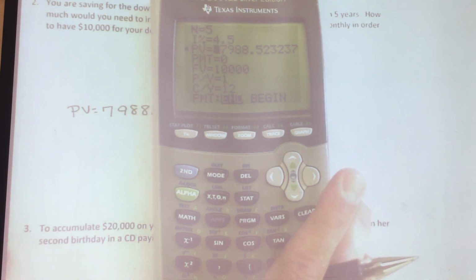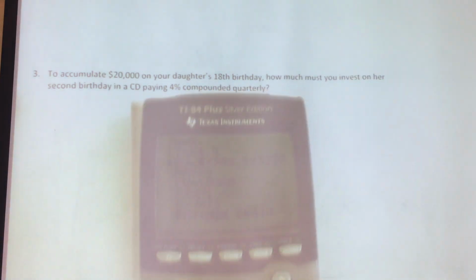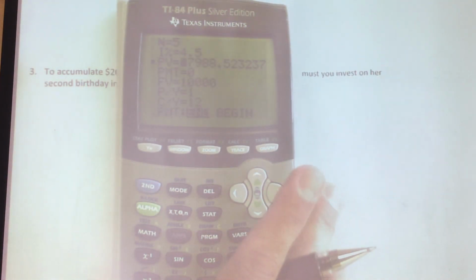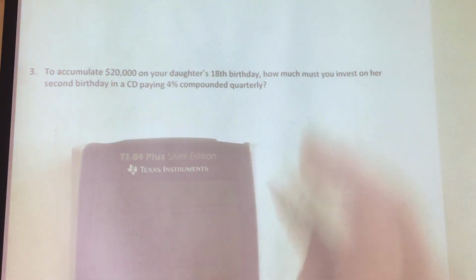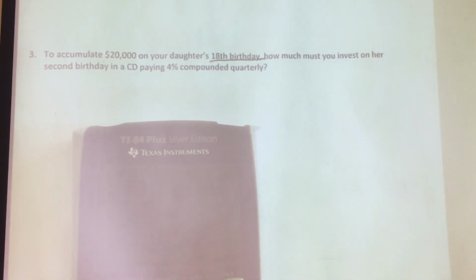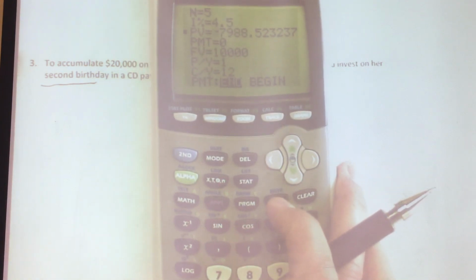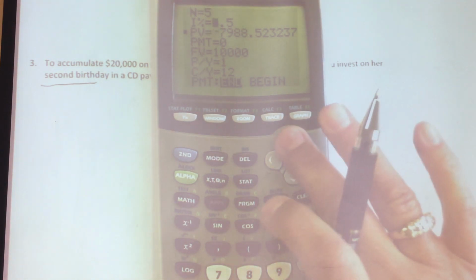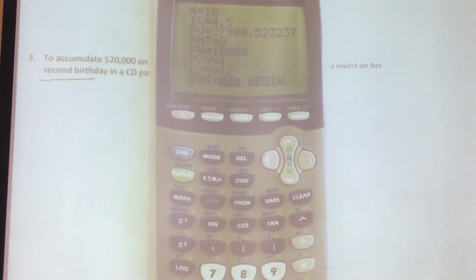Moving on to number 3. To accumulate $20,000 on your daughter's 18th birthday, how much must you invest on her 2nd birthday in a CD paying 4% compounded quarterly? So again, we're using the TVM solver. N is your time, and now here you want to accumulate that amount for her 18th birthday, and you started on her 2nd birthday. So here you have 16 years of investment, which is 18 minus 2. So you have 16 years to invest that money.